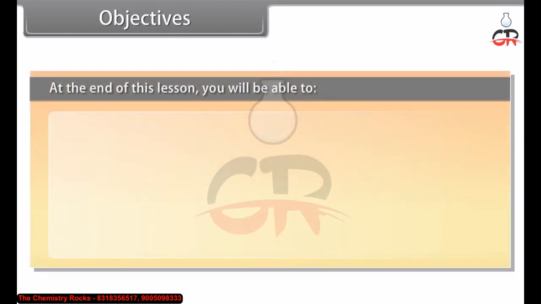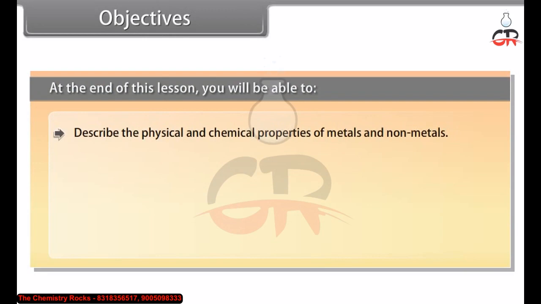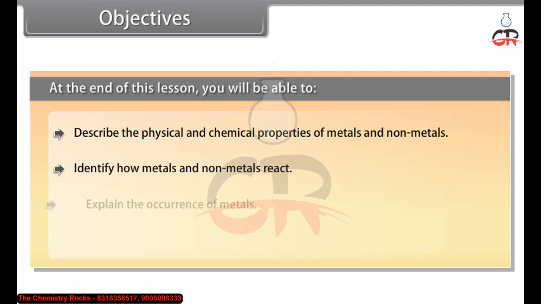At the end of this lesson, you'll be able to describe the physical and chemical properties of metals and non-metals, identify how metals and non-metals react, explain the occurrence of metals, describe corrosion.